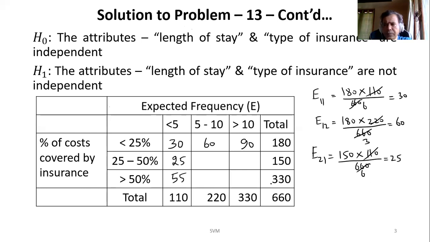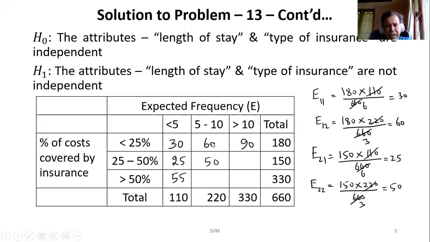Right. Now, let us calculate this expected frequency for the second row, second column, which is, what is the second row total? It is 150. Second column's total is 220 divided by 660, which is the grand total. This goes with this 3 times. So that means 150 by 3, which is 50. So we can fill up here 50.